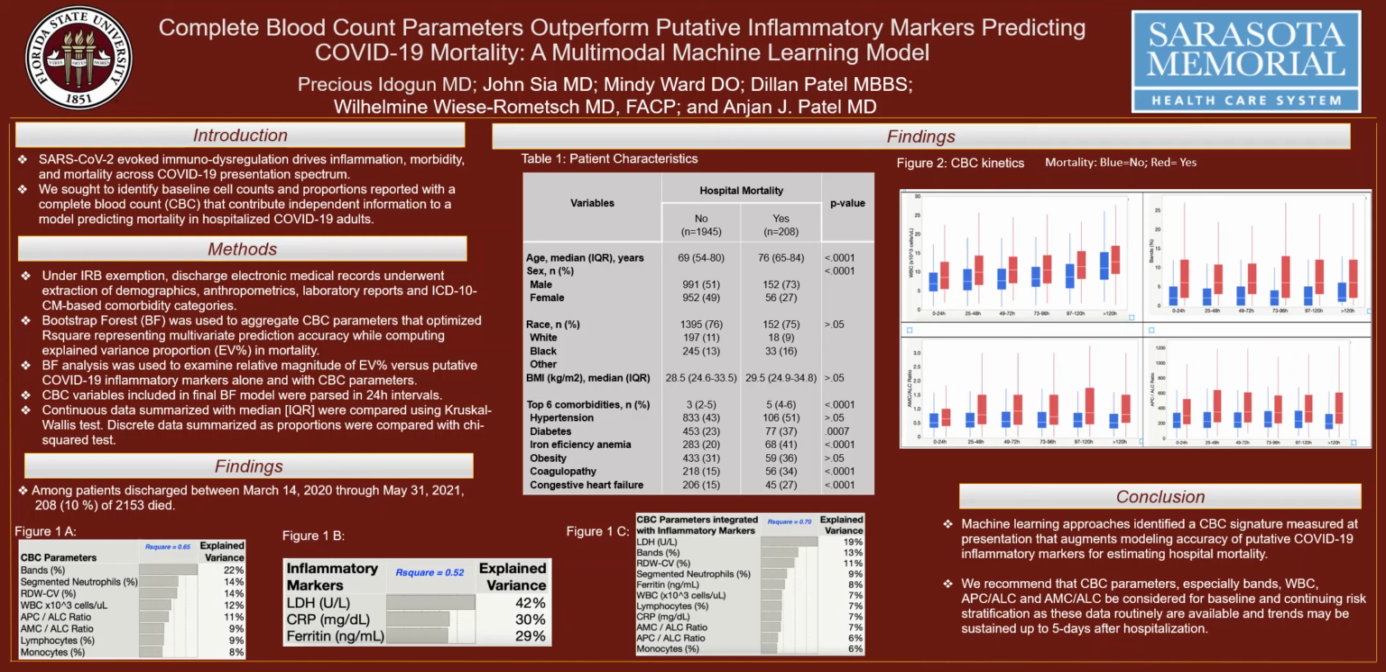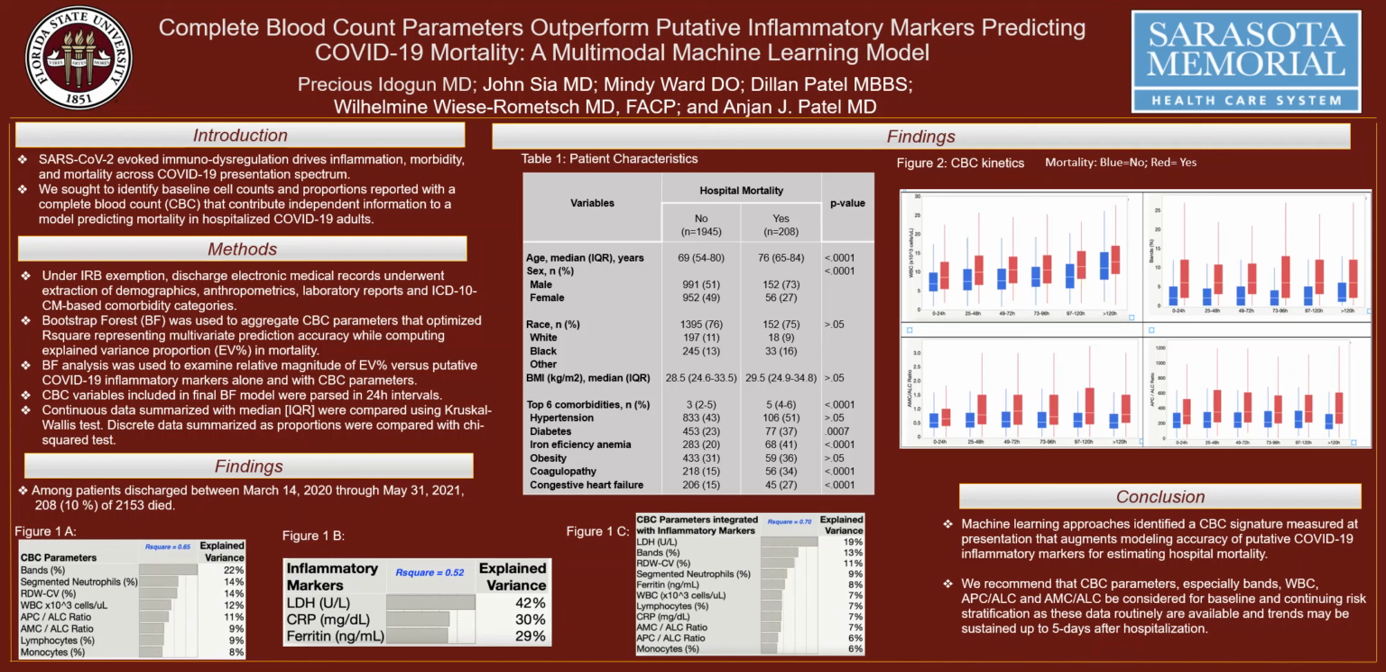This shows that inflammatory markers alone demonstrate the least correlation to mortality as compared to CBC parameters or CBC parameters in combination with inflammatory markers. Figure 2 demonstrates CBC kinetics. Blue represents no mortality, while red represents mortality. In general, individuals with higher baseline white blood cell counts, higher bands, or a higher APC-ALC and AMC-ALC ratio demonstrated increased mortality.